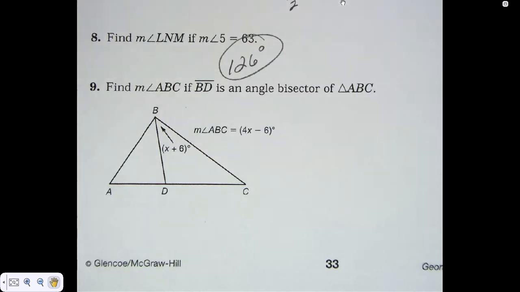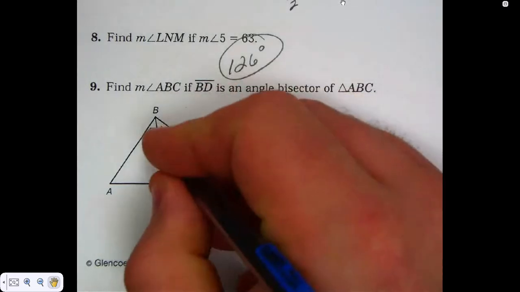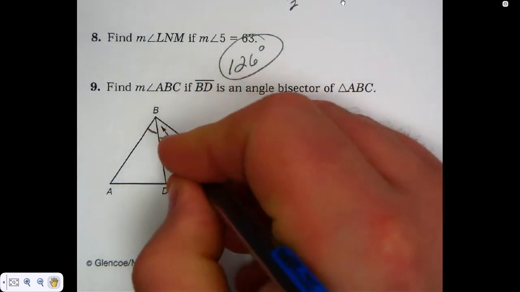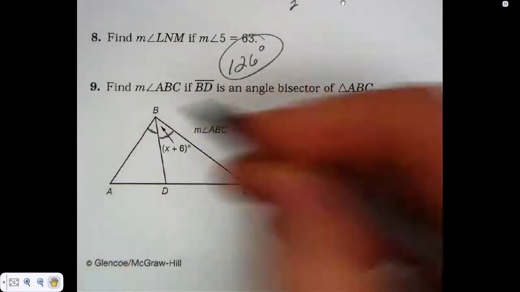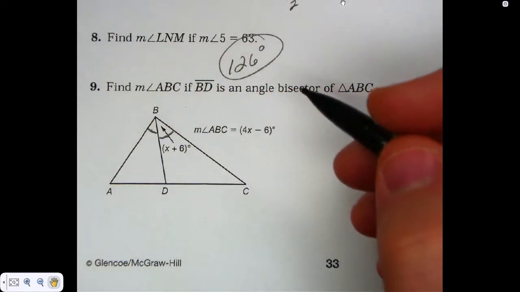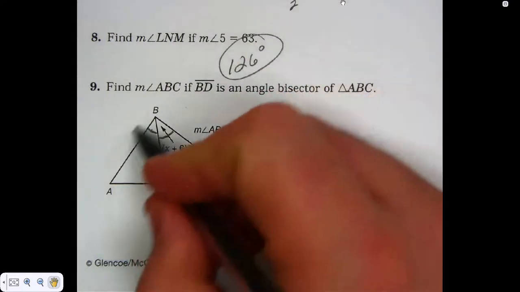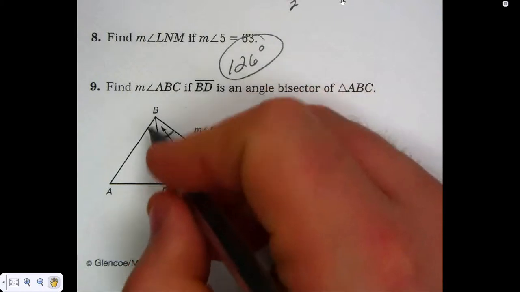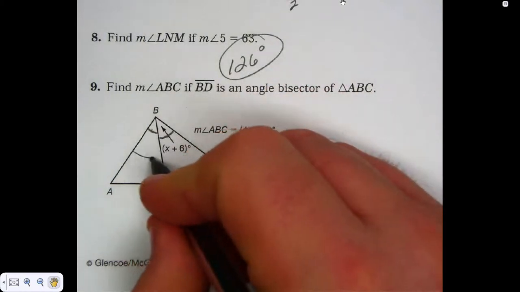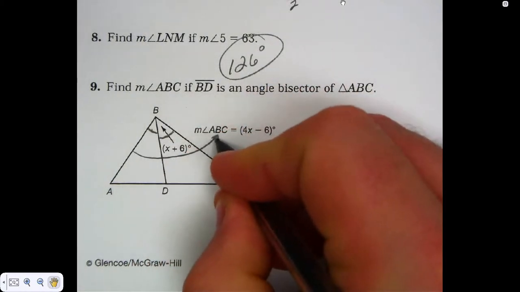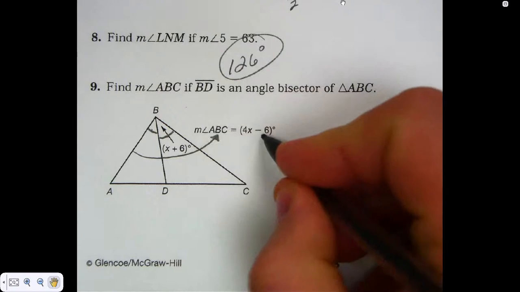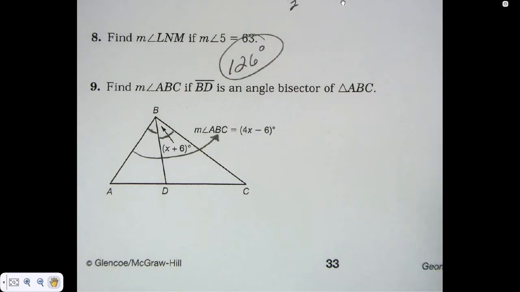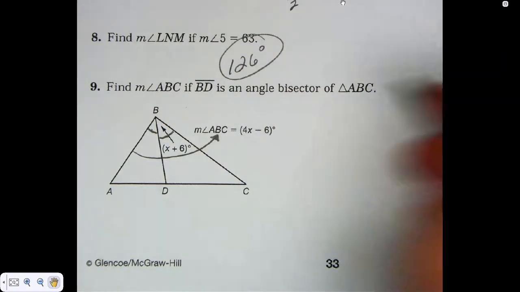First of all, they said that BD is an angle bisector. What does that mean? Cuts that in half. In other words, that's congruent to that. Then they say this whole angle here is what they're talking about. That's what? 4x minus 6. You guys agree?